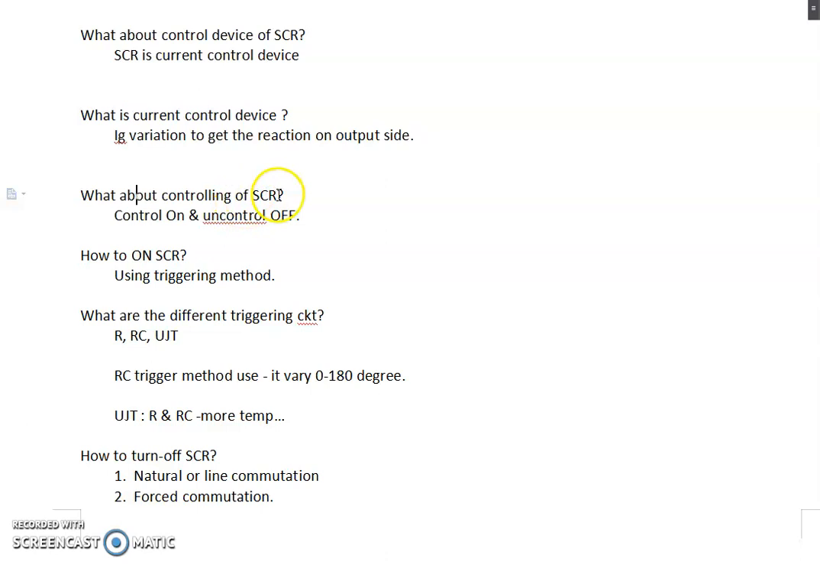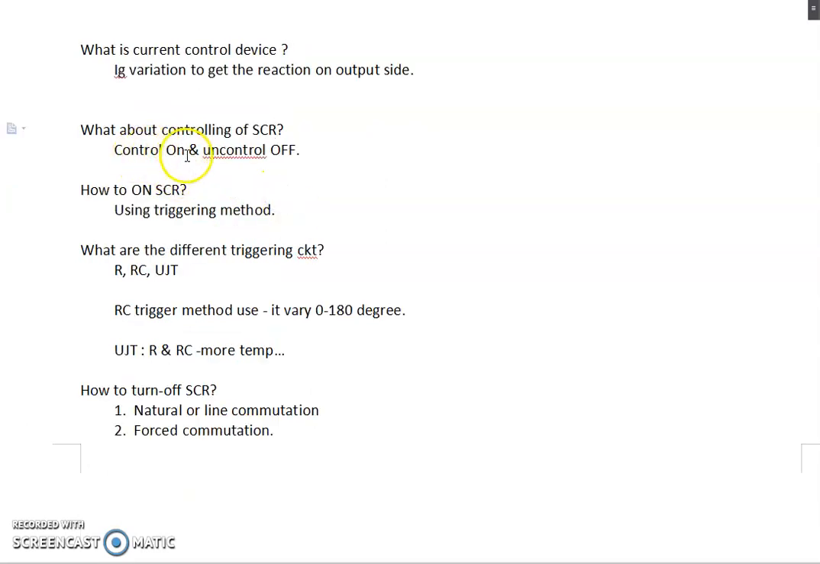What about controlling of SCR? SCR has controlled turn on and uncontrolled turn off. So how to turn on the SCR? To turn on, you use triggering or firing. So you use the triggering methods.